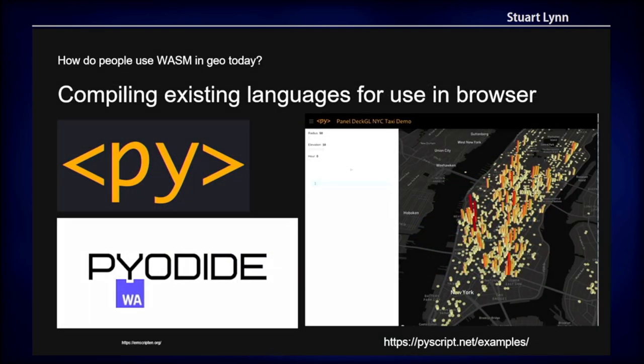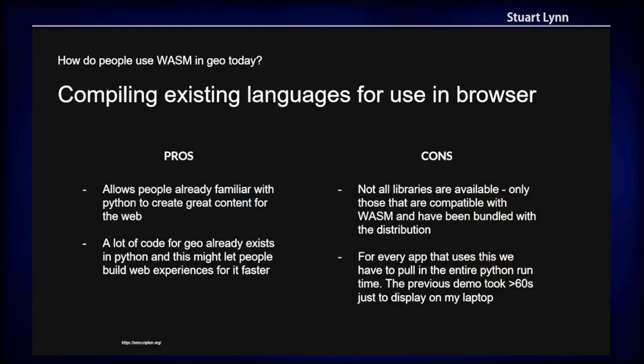The second way that we're starting to see WebAssembly being used in the browser is people not just converting entire libraries or projects over to it, but compiling entire languages over to the browser as well. So you may have seen Pyodide or PyWeb, I think it's called, which allow you to run Python in the browser. This is an example of using that, and there's a whole bunch of them at pyscripts.net, which allow you to run Python code in the browser and do some visualizations and processing with Python. There are some caveats with that, though.